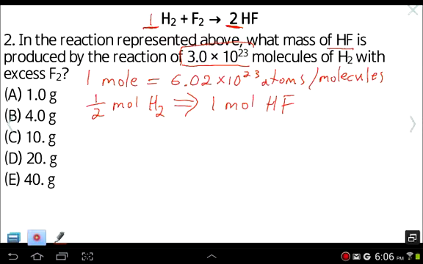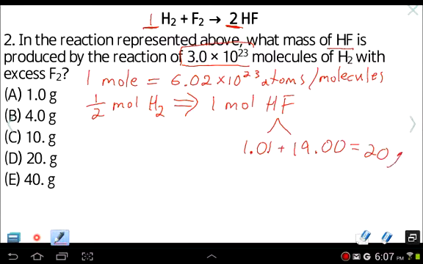And so, since we have a mole of HF, it's asking us for the mass, using the periodic table. Now you will have access to the periodic table on the AP exam, multiple choice question. So you know that hydrogen has a mass of roughly 1.01, fluorine has a mass of roughly 19, so we get a total of 20 grams per mole. So the answer then is D in this case.